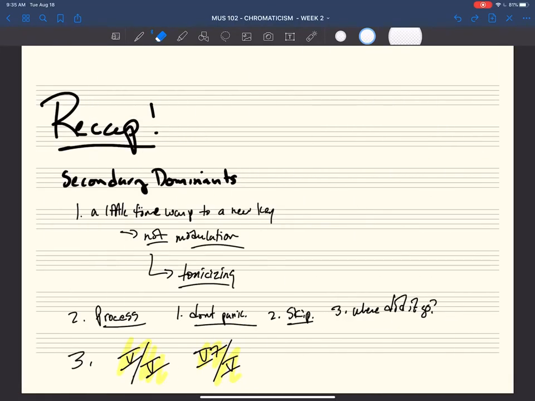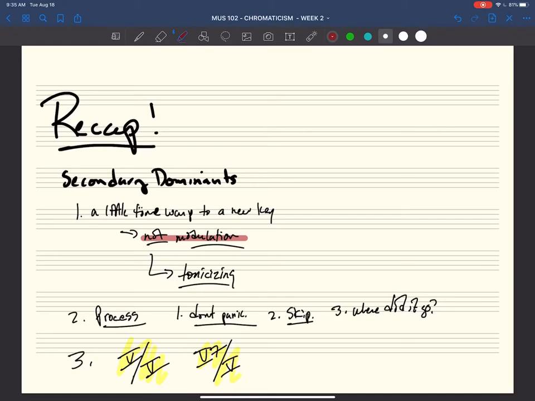Just as a recap about what secondary dominants are, there's sort of a little time warp in a new key. It's like we slip into a key, or we get that magnetic emphasis on something that is not tonic. They are not, and this is very important, a modulation. They're not modulating, though they will be used to modulate, and that's actually where we're heading with this. But the concept does not mean that we are moving into a new key.